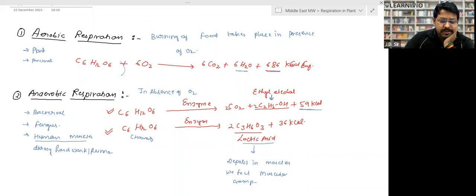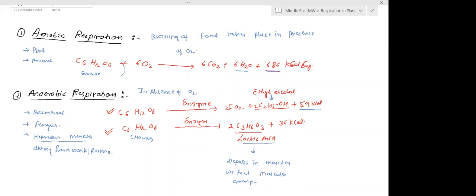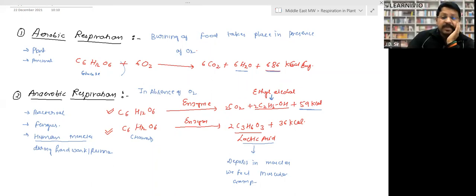C6H12O6 plus 6O2. This is glucose. Glucose will burn, producing carbon dioxide, water, and 686 kilocalorie energy will be released. Got it, Affaf? Yes. So aerobic respiration generally takes place in the regular, normal way. Aerobic respiration takes place in plants as well as in animals.